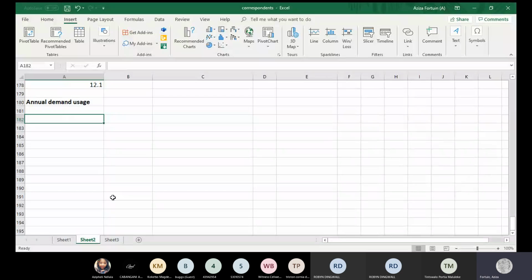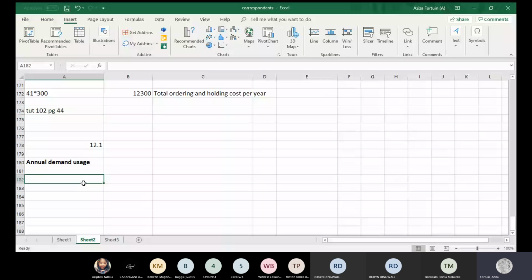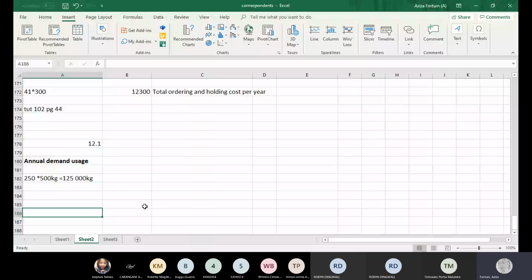Anybody? Okay, so our annual usage: number of production days per year is 250 days. Quantity of raw material used per day. We are on tutorial letter 102, page 44. So for our annual demand, we take 250 days per year, and per day we need 500 kgs. So you're going to get an amount of 125,000 kgs. That was super easy. Why did you people struggle with that? Everybody get that? Can I move on? Yes.